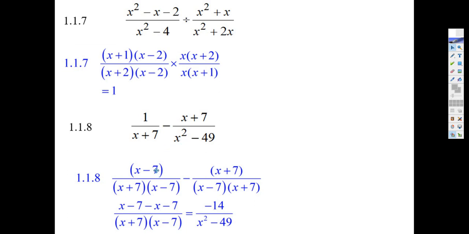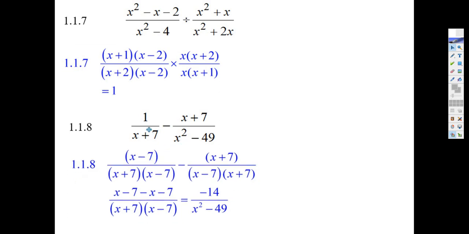Okay, let's take a look at the next question. What are we going to do here? We've got this thing, 1 over x plus 7 minus x plus 7 over x squared minus 49. That's a little bit scary, but we know x squared minus 49 is really x minus 7, x plus 7, because we can factor a difference of squares.